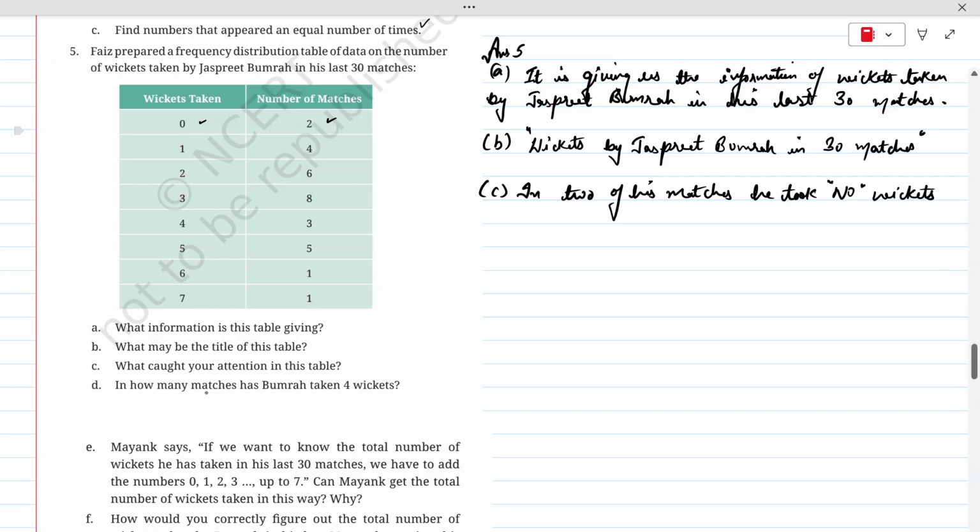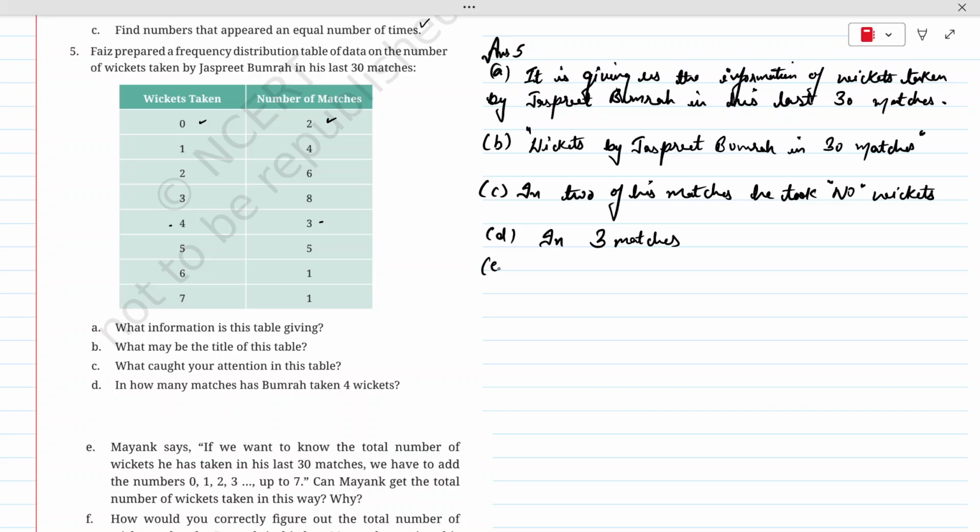Okay. Next, in how many matches has Bumrah taken 4 wickets? So we have to see in how many matches he took 4 wickets. So wicket taken 4 is here. So there are 3 matches in which he took 4 wickets. It is given here, see kids, the number of wickets taken is in this column and we have to look for 4 wickets. 4 is here. So corresponding to this 4, we have the value of 3. That is number of matches. So in 3 of his matches, he took 4 wickets. In how many matches? In 3 matches.